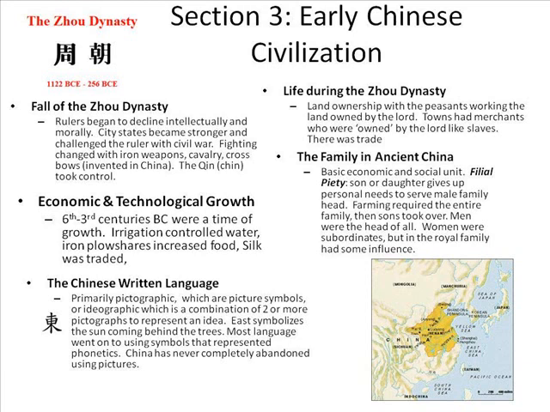Now we have the life during the Zhao dynasty, just so we know. Land ownership with peasants working the land owned by the lord, hence the term landlord. Towns had merchants who were owned. Isn't that the craziest thing? They were kind of like slaves, and there was, of course, trade. So you guys can kind of see some of those different things.